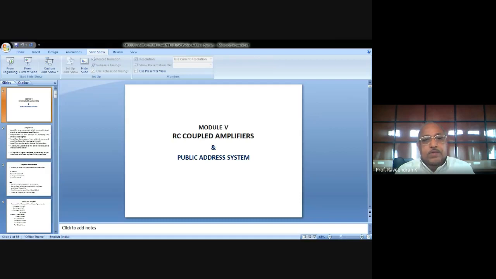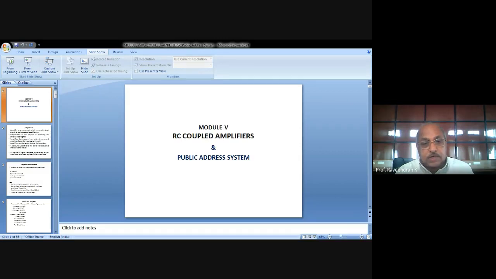Today we are going to discuss the RC coupled amplifier. If time permits, we will discuss the public address system also. This RC coupled amplifier is an important topic in your basics of electronics engineering, because the same theory and applications of this particular circuit are going to be done in the ESL 130 electronic workshop also.